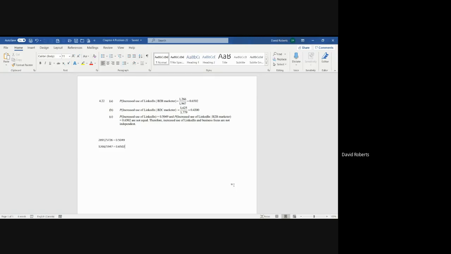So then in that particular case, we're only dealing with the first column. So it's given or known that it's business to business. What is the probability that he or she plans to increase LinkedIn social media postings? So in that particular case, you take the 1266 and divide it by the 1947. We're only dealing with the B2B column. The other column is not relevant. So we wind up with 0.6502. So 65% is what it tells us.